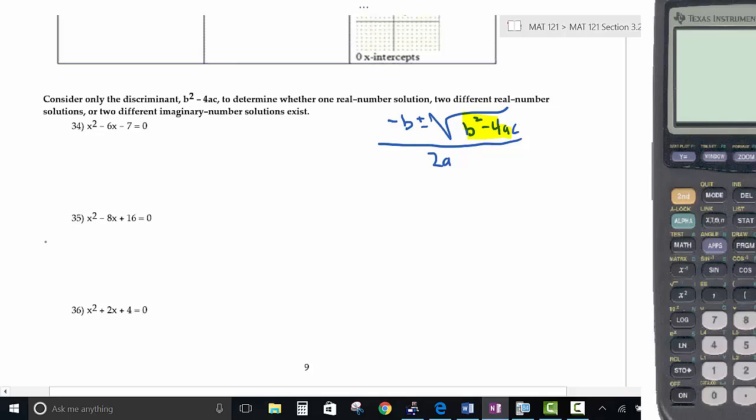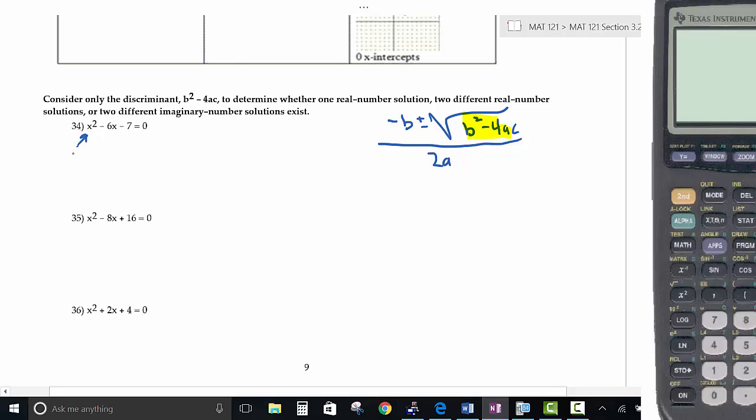The purpose of 34, 35, and 36 is not to solve these, although you could solve them. The purpose is just to tell me how many answers you have. Either you're going to have two real answers, one real answer, or two complex answers. Those are the three possibilities, which might be why I gave you three problems.